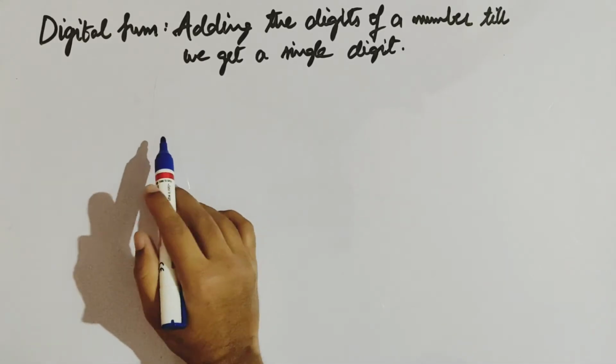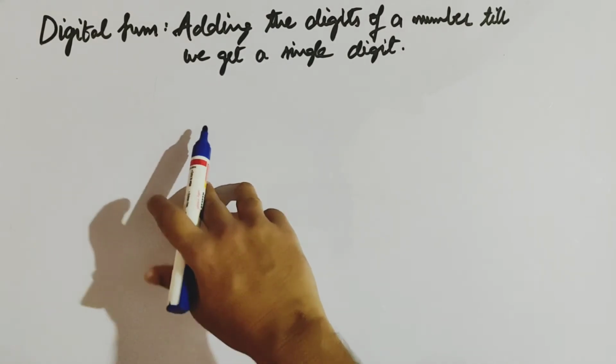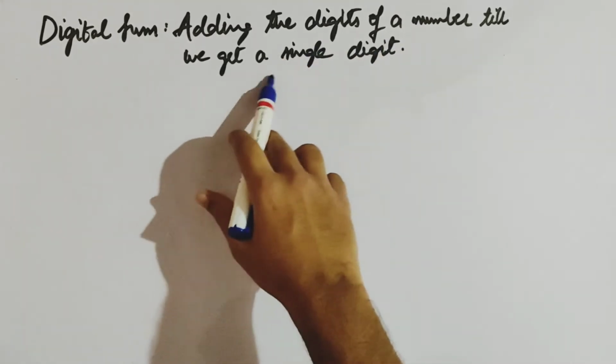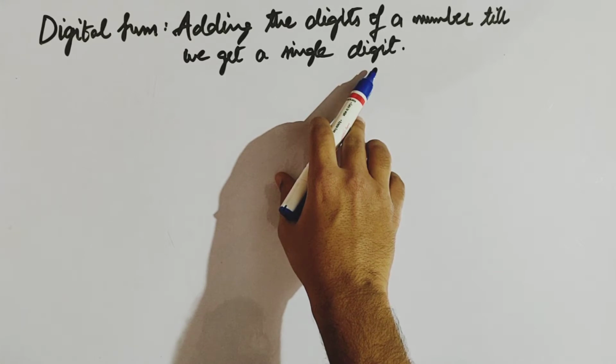So we will be discussing the digital sum of any number. So what exactly is digital sum? Digital sum is nothing but adding the digits of a number till we get a single digit. Okay, so I'll show you an example.